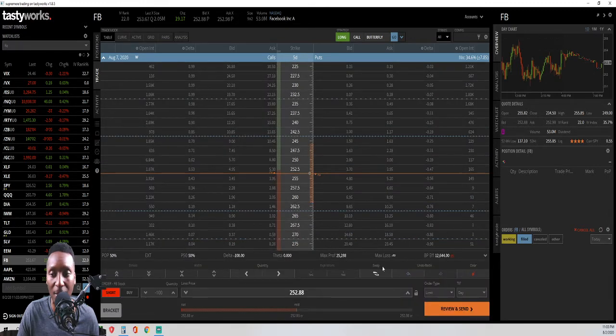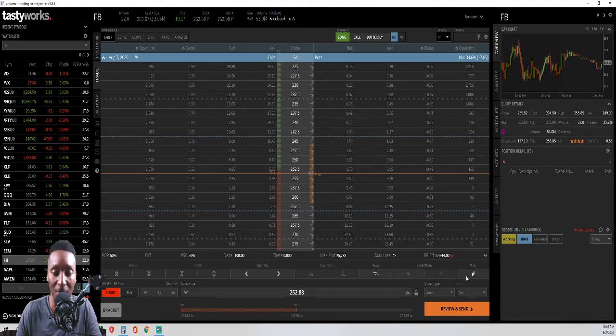Right here, I came up here and hit the bid. Right up here at the top of the screen, you see where it says bid ask. If I hit the bid, that lets the platform know I would like to short Facebook, which means I think it's going to go down. I want to get short. Look at the buying power effect. $12,000 is what it's going to margin my account.